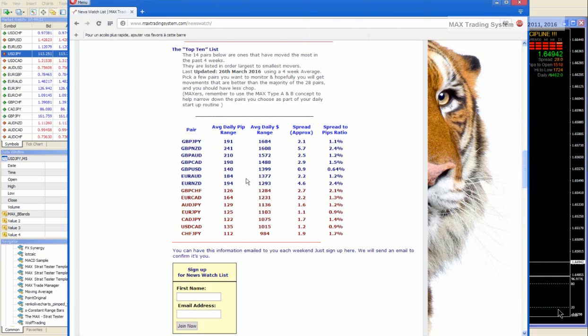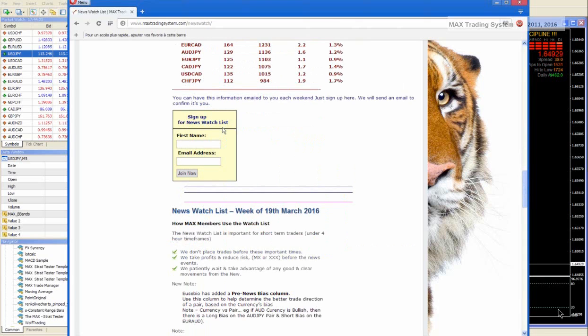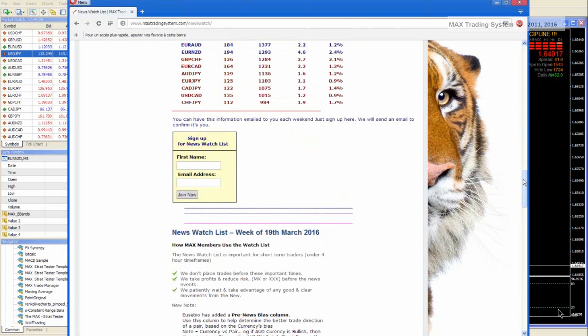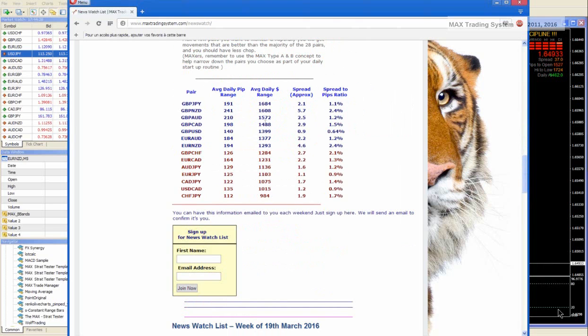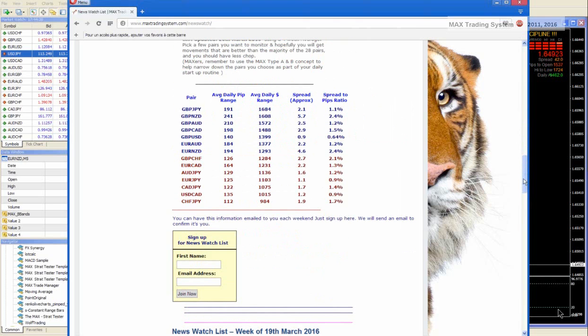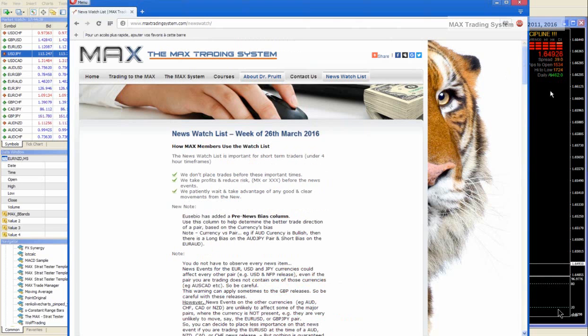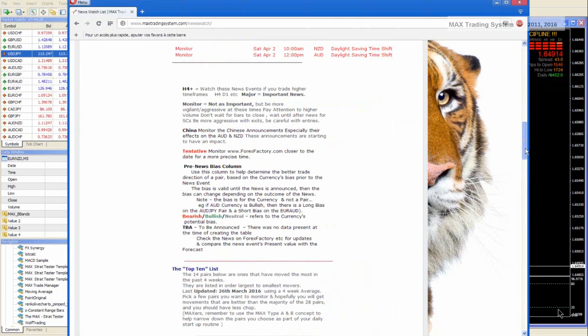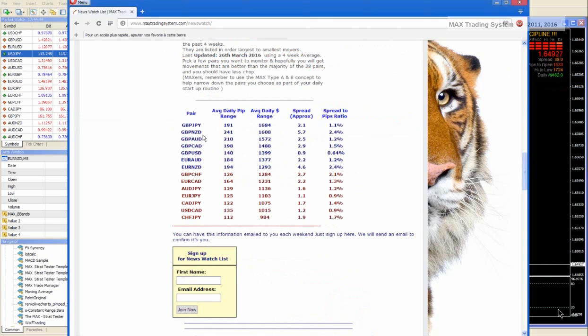Now, this does not mean necessarily that you will always get good setups, okay? But at least you have the guarantee for these pairs usually to move nicely, and you can get this information for free. You can sign up on the page. You give your first name, your email address, and every week you will receive the updates for this information. Okay? And this is a nice way to choose pairs having a large potential to move. You can see the pound kiwi, the euro kiwi were among them. Okay, let me close that.